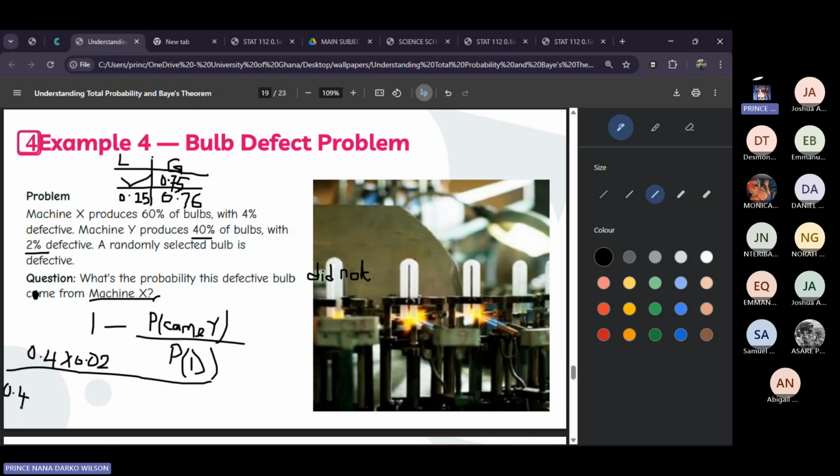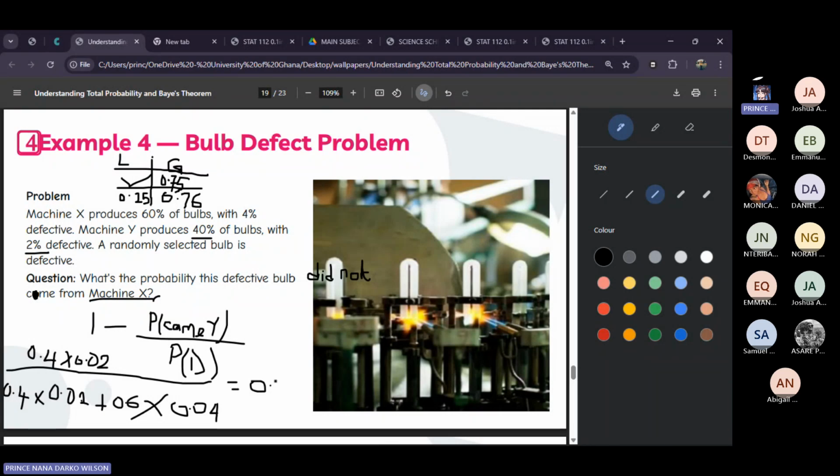And then defective coming from X will be the other parameter there. So we add that to 0.6 times 0.04. So 0.6 multiplied by 0.04. So if we punch this on a calculator, after getting that, we subtract all of this from 1, right? So then, punching all this on a calculator, what does that give us? That gives us exactly 0.25.